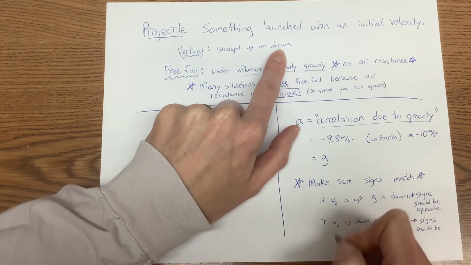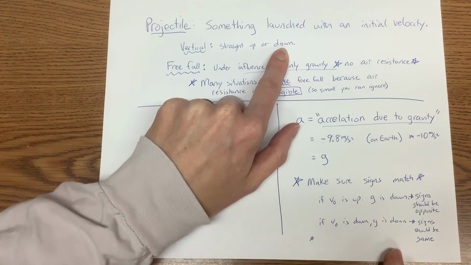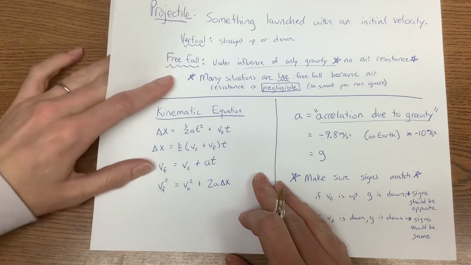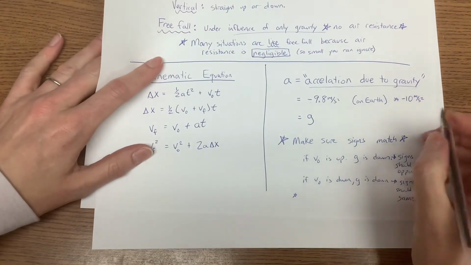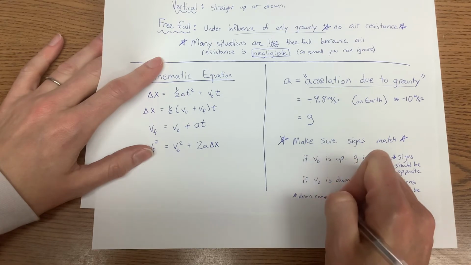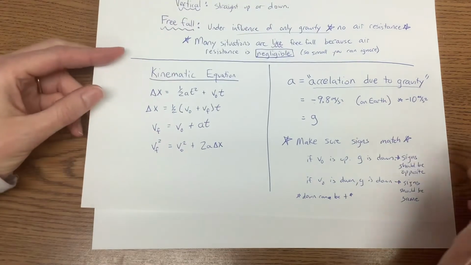Now, in this situation, you pick if they are both positive or both negative. That one is totally up to you. If you're shooting it down, you want to pick down to be positive, then down is positive. It's up to you. Down can be positive. Okay, that is totally fine.